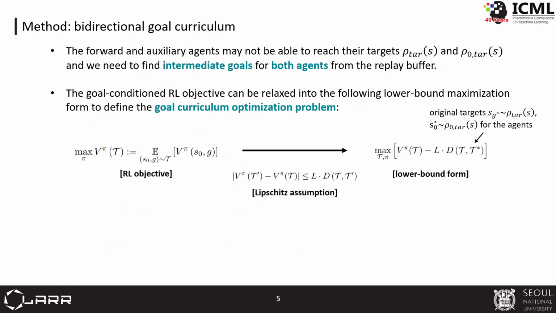However, the agents may not be able to reach their respective targets ρ_target and ρ_0_target right away. Thus, we need to autonomously generate intermediate goals for both the forward and auxiliary agents by sampling from the replay buffer. Under the Lipschitz continuity assumption, the goal-conditioned RL objective can be relaxed into the following lower bound maximization form where the task denoted by T* indicates the original targets.